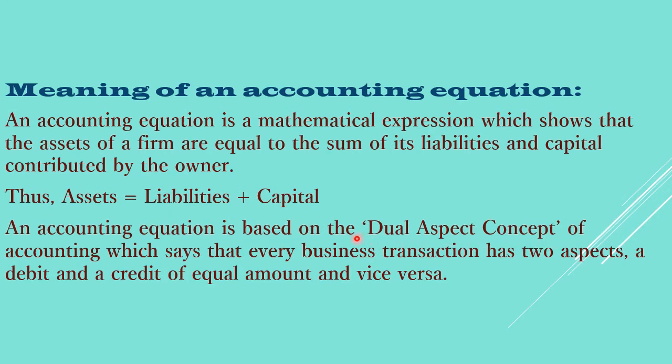You just know now that accounting equation has got two aspects. There has to be a debit and a credit of equal amount. Okay, and we'll learn the journal entry. At that time we will learn what debit and credit are and how we have to do them. So you have to wait for that.